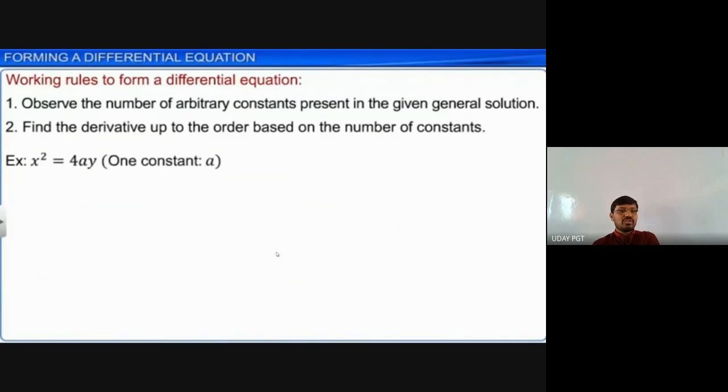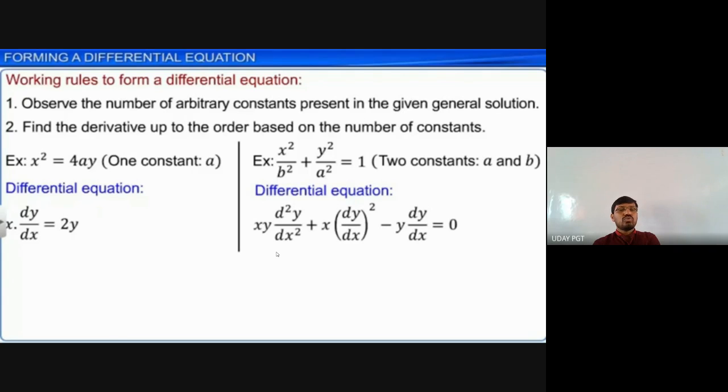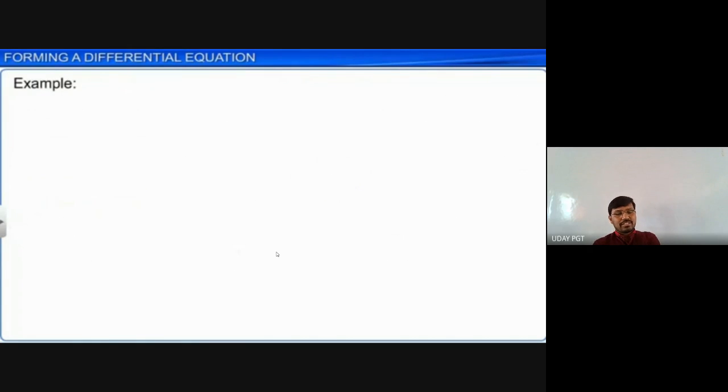As an example, when you see x square equal to 4ay, one constant is there, and you need to do the one time derivative, so that will be eliminated. And when you see the second example, x square by b square plus y square by a square is equal to 1, here two arbitrary constants are there, a and b. So 2 times derivative you need to do. The required differential equation order will become 2. And next, eliminate those arbitrary constants.